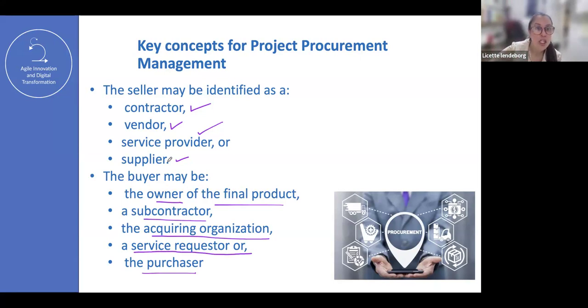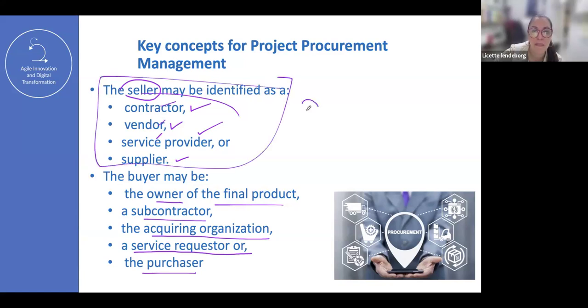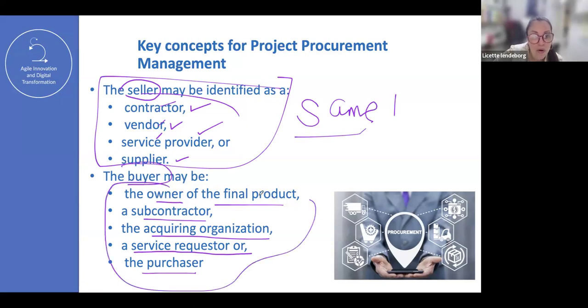So when you see seller, what is seller? Contractor, vendor, provider, they are the same. This is absolutely the same. You see that it's the challenge in this chapter. There are too many words. And these are the names of the buyer: the owner, subcontractor, acquiring organization, service requester, purchaser. Those are the same.